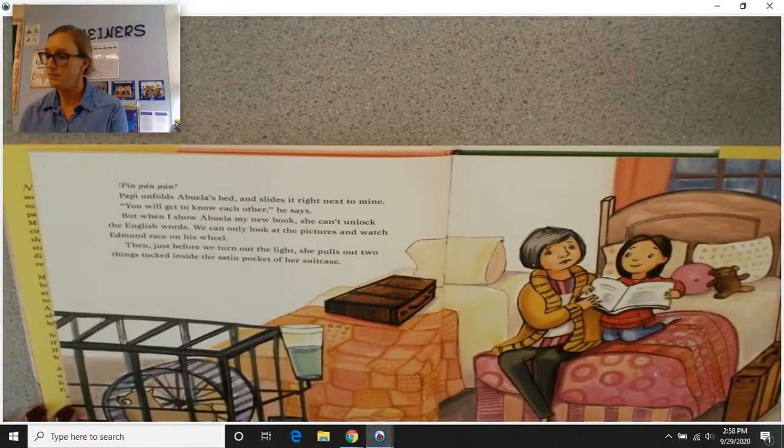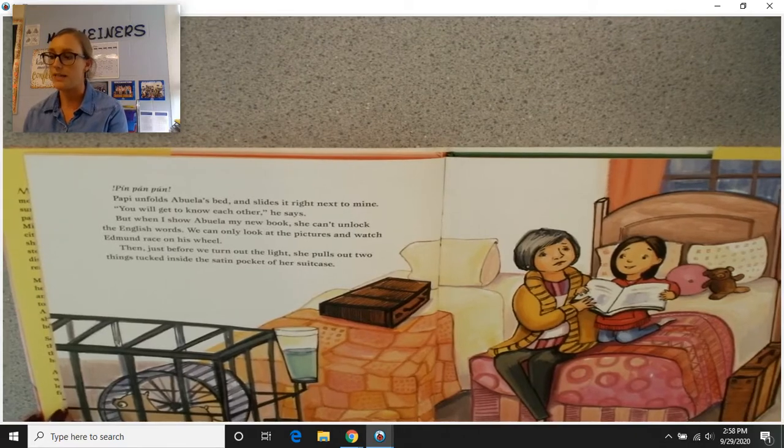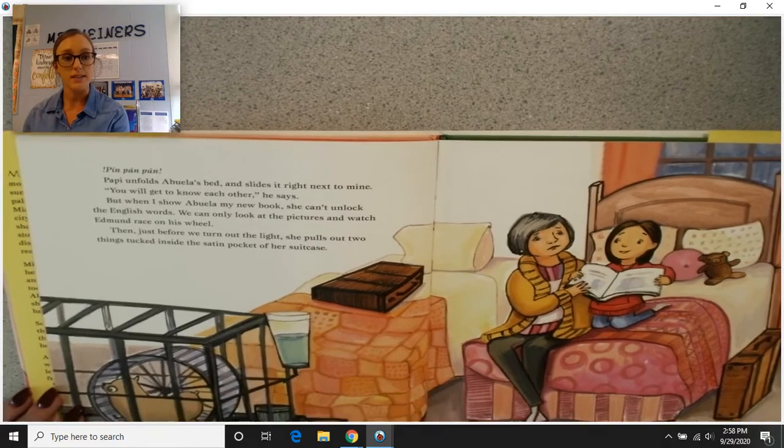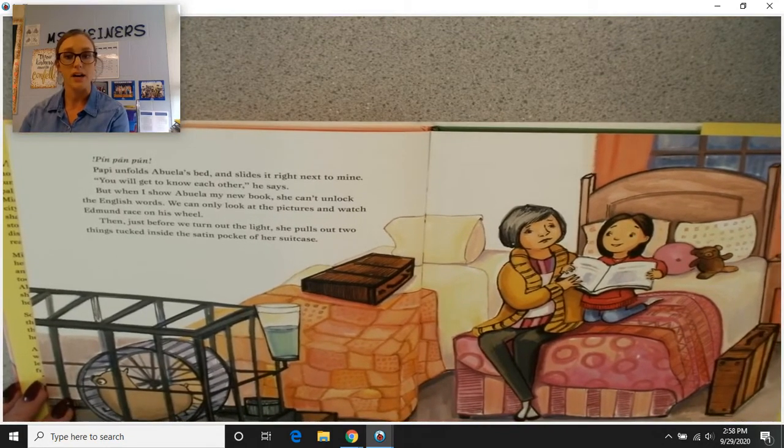Ping, pan, poom. Papi unfolds Abuela's bed and slides it right next to mine. You will get to know each other, he says. But when I show Abuela my new book, she can't unlock the English words. We can only look at the pictures and watch Edmund race on his wheel. Then, just before we turn out the light, she pulls out two things tucked inside the satin pocket of her suitcase.